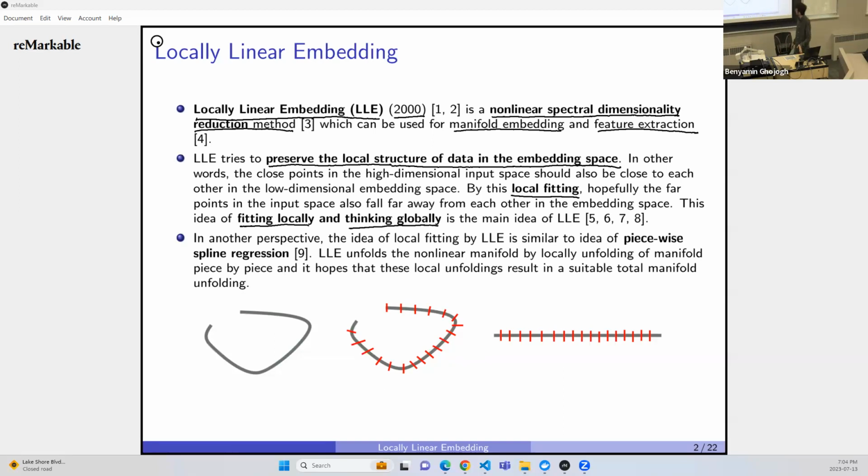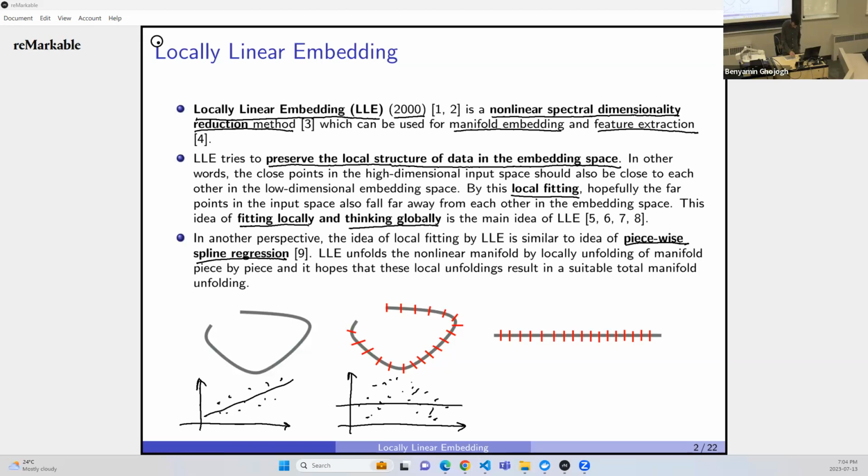Another analogy is that it's similar to piecewise spline regression. What is piecewise spline regression? Do you remember, in linear regression we have some data points and we fit a line to them, right? However, what if the pattern of the data is not linear, such as this? If we apply linear regression, it would be very bad. It should be something like this, right? So it's not good. Therefore, we can approach it piecewise.